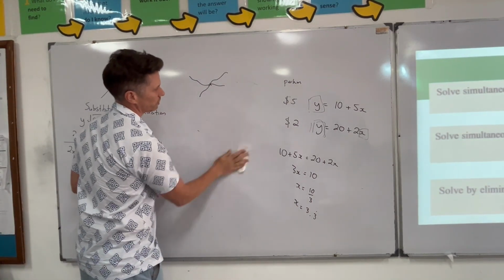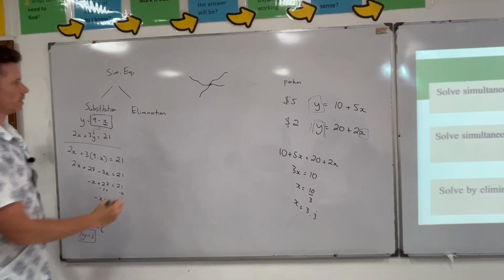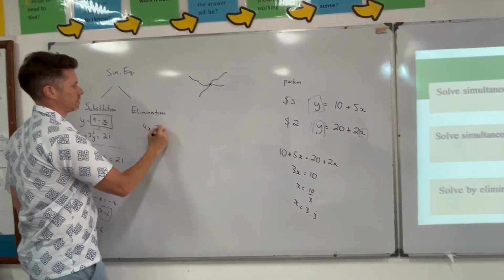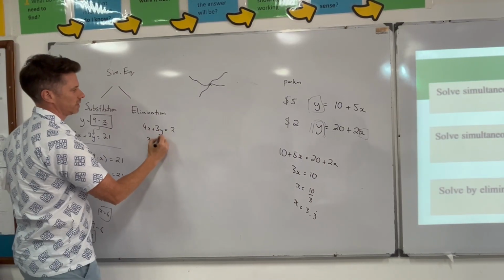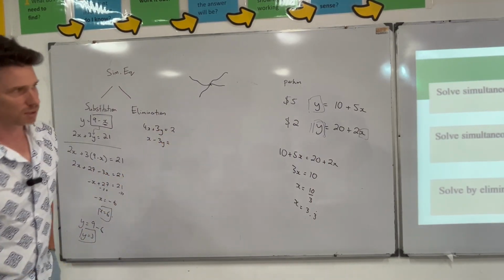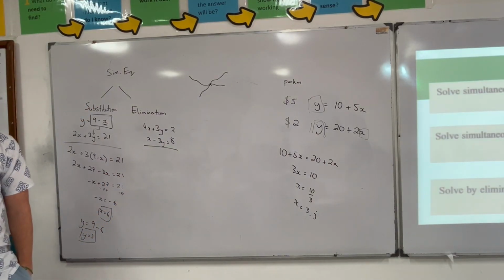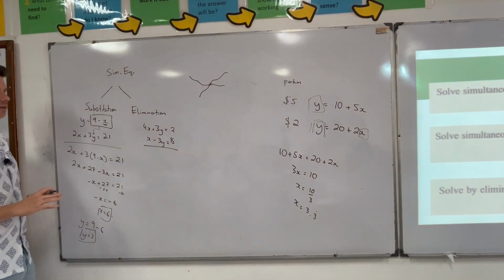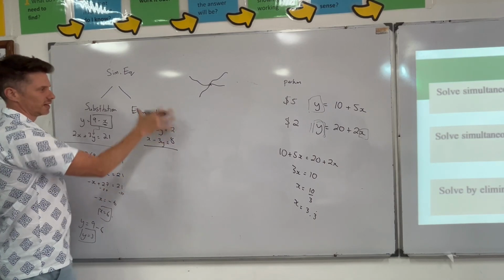Okay, so let's do the other method of elimination. A simple example, 4x plus 3y is equal to 2, and x minus 3y is equal to 8. Is this the first time you're seeing simultaneous equations? No. You should have done them last year. Do you remember this elimination style? Yeah. Okay. I've written it like this because I can just add these together.